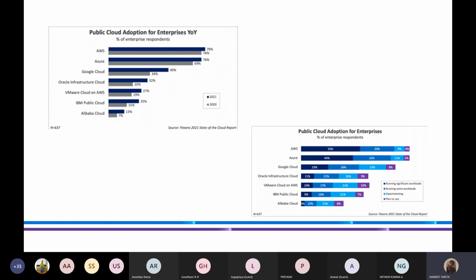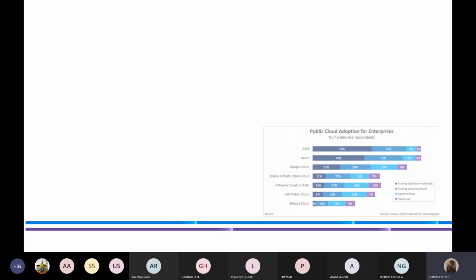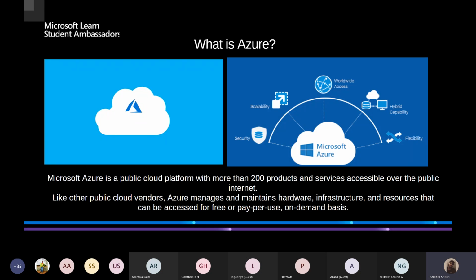And you can see what the reports say: AWS is leading with 79% of public cloud adoption, and Azure is not very far behind, as the Microsoft service is at 76%. Both of these companies are competitors of each other, and they are working on their services and improving day by day. So now coming to Azure specifically, because I said it provides both PaaS and IaaS, it's important that you know about these things.